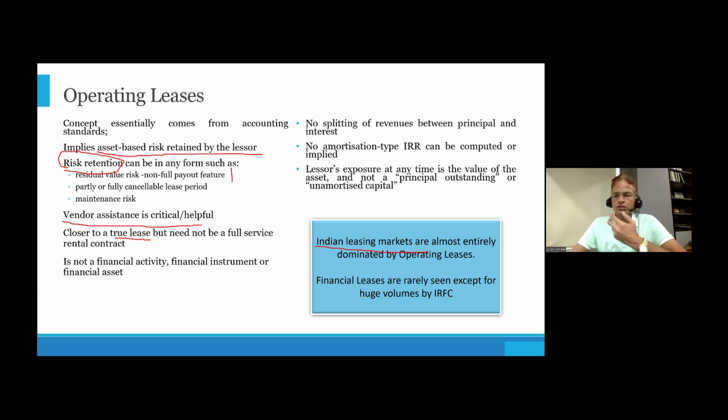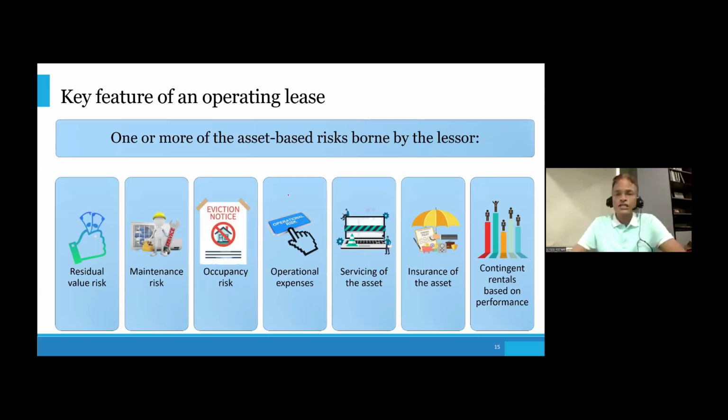So the risks that the lessor may retain in an operating lease might be residual value risk, maintenance risk, occupancy risk, operational expenses, or the lessor may service the asset. That might take the transaction back to what, if you recall what we discussed last time, a service transaction. It might make it similar to a servicing transaction. The lessor may take the risk of insuring the asset. The lessor may also have rentals which are pay-per-use, use-based or performance-based rentals. That once again takes it closer to the concept of a service.